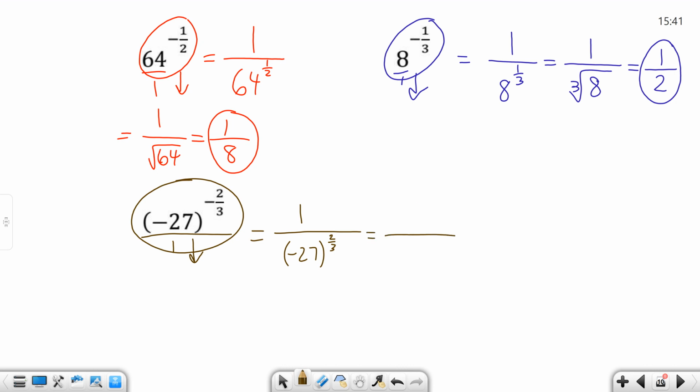So this is then going to become 1 over the cube root of, and the negative 27 is under here, right? Because it's in parentheses, all to the what power? Second. What is the cube root of negative 27? Remember, the cube root of a negative is negative. Cube root of 27 is 3. So we're going to do 1 over negative 3 squared. So I'm going to erase that a little bit and then center my 1 up to make it look a little better, right? So that's going to be 1 over, and negative 3 times negative 3 is a positive 9. So that turns into 1/9. All right? That becomes 1/9.